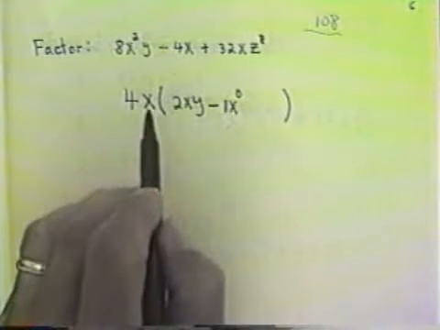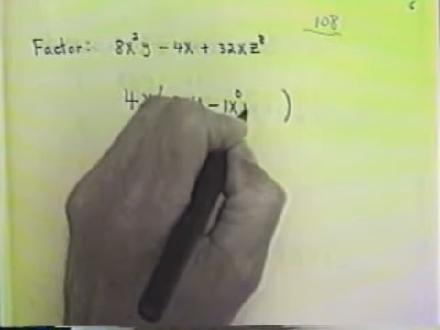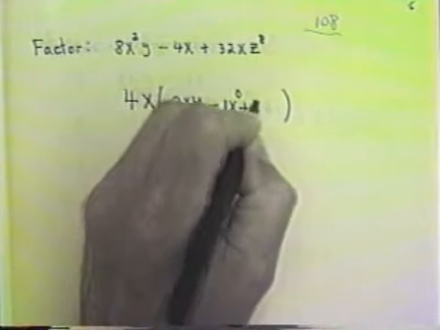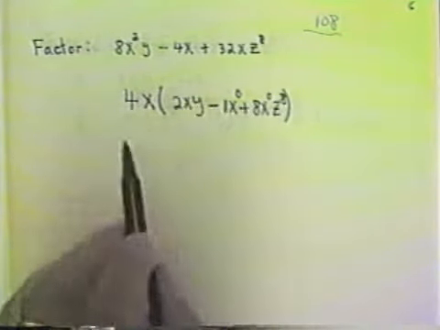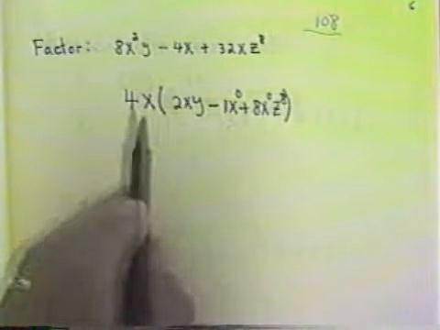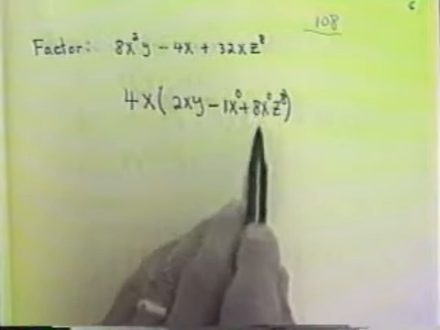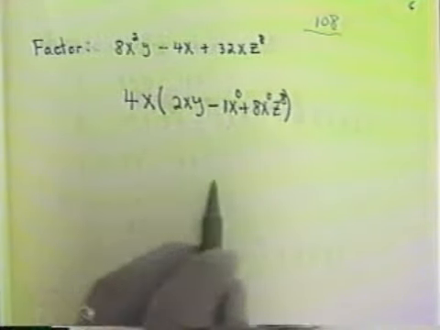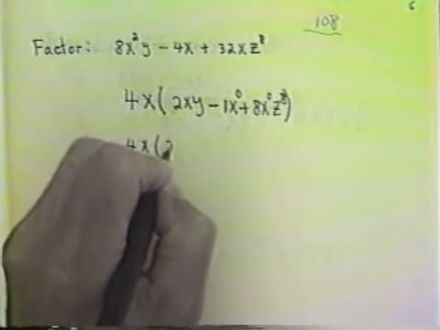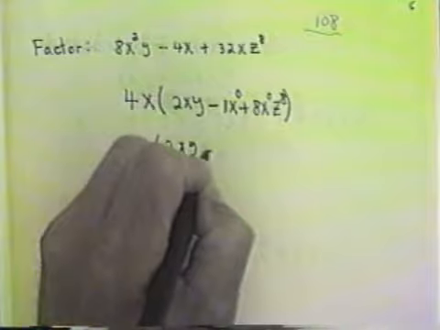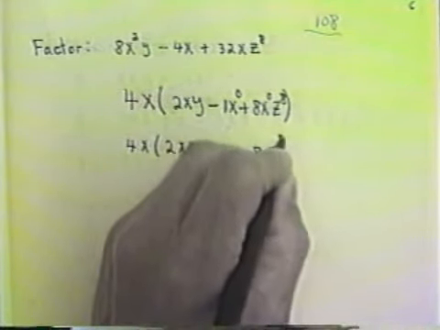To divide powers having the same base, keep the base, subtract the exponents. 1 subtract 1 is 0. Plus 8, x to the 0, z to the 8th. 4 goes into 32, 8. To divide powers having the same base, keep the base, subtract the exponents. 1 subtract 1 is 0, then z to the 8th. Of course, you want to write the answer in a little better form. 4x times 2xy, subtract 1, plus 8z to the 8th.